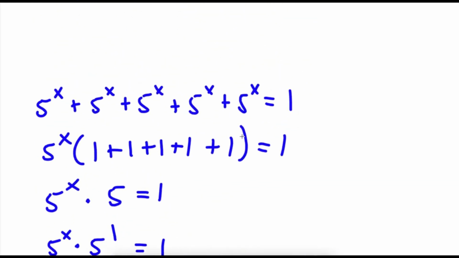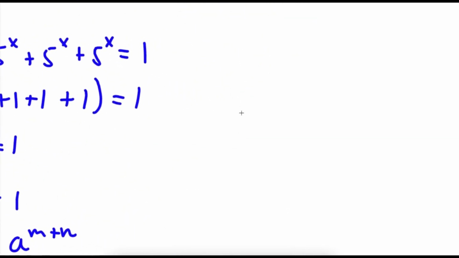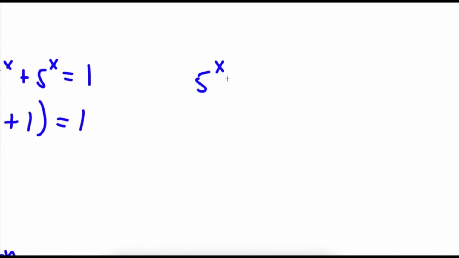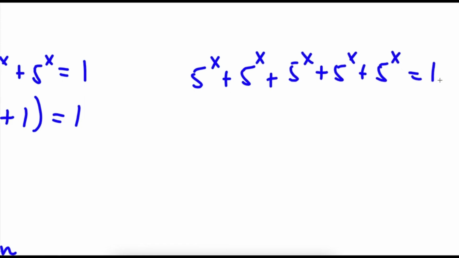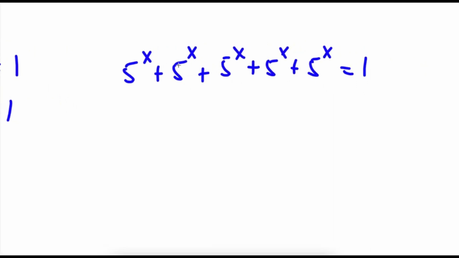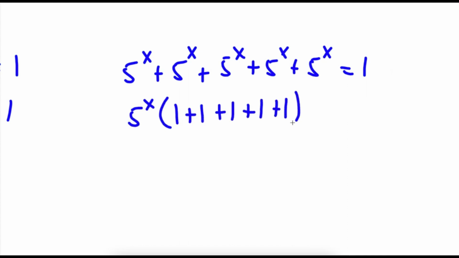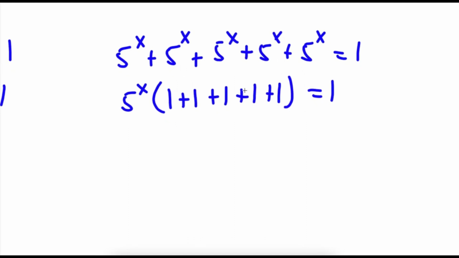Now, another way of doing this problem is I had 5 to the power of x plus 5 to the power of x plus 5 to the power of x plus 5 to the power of x plus 5 to the power of x is equal to 1. So again, I'm going to start by factoring out 5 to the power of x. So now I have 5 to the power of x times 1 plus 1 plus 1 plus 1 plus 1. This is equal to 1.